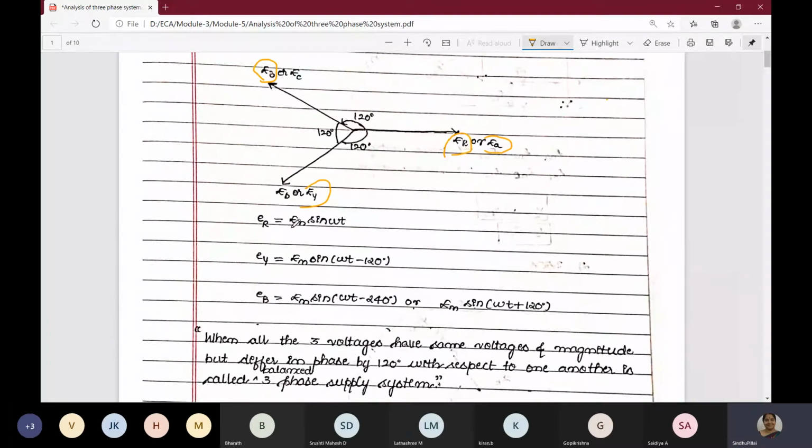And the equation: if you take ER as Em sin omega t, Em is the voltage, this is small er. So EY is equal to Em sin of omega t minus 120 degree, since it is coming downwards, we write it as negative. And between ER and EB, it is Em sin of omega t minus 240 degree. You can write it as minus 240 or you can write it as plus 120 if you go in the clockwise direction.